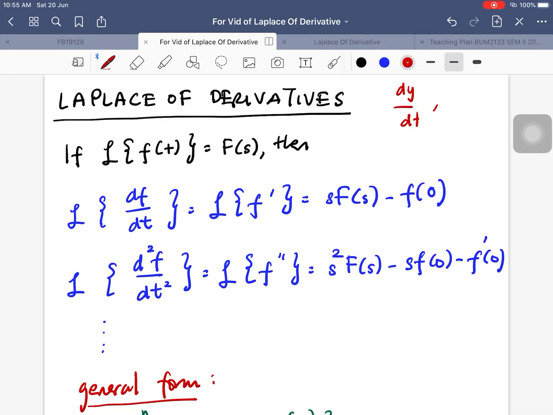Or you come across something that goes like Laplace of, let's say, instead of y, let me use another notation. For example, you come across something that goes x double prime. You know that this is actually d squared x over dt squared, and you want to Laplace transform this. So this is the formula that you want to use.